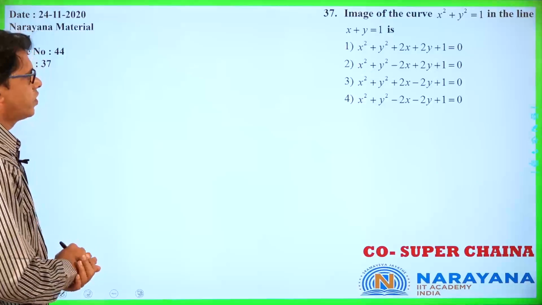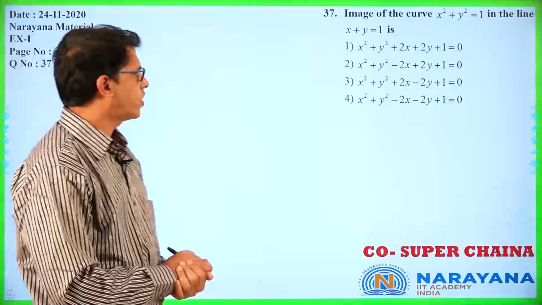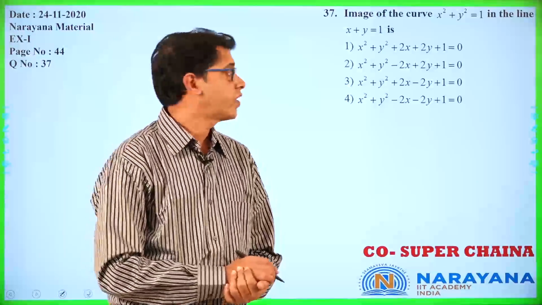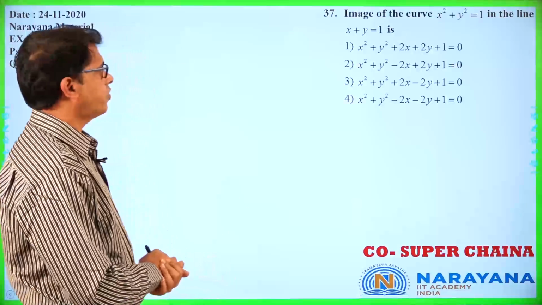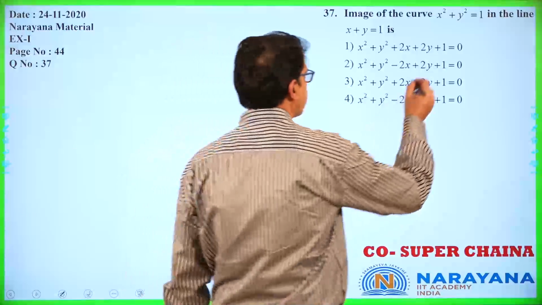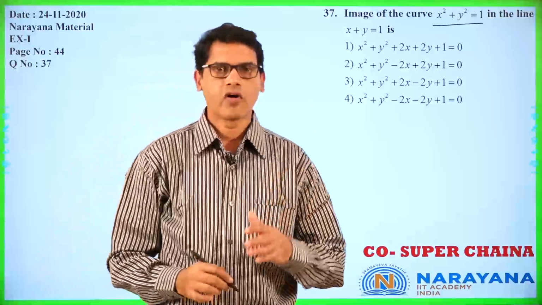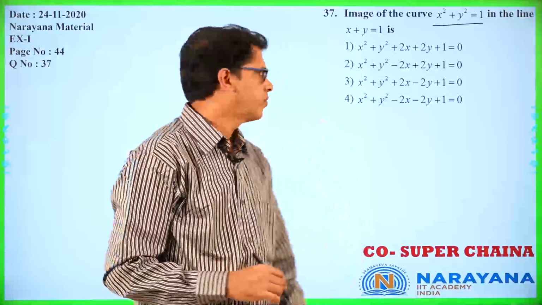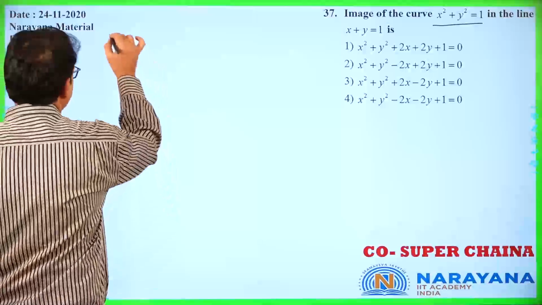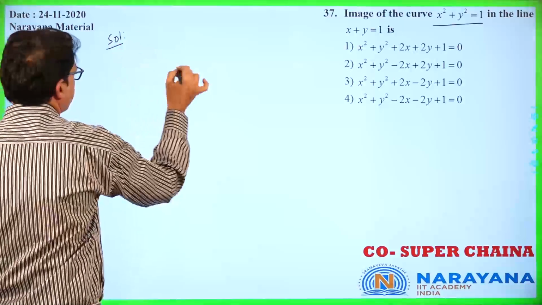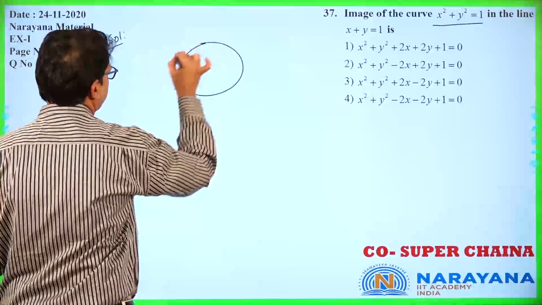Image of the curve x square plus y square equals 1 in the line x plus y equals 1. You observe the curve. Here the curve is nothing but a circle. It represents a circle with center as the origin and radius as 1. Means if you draw the diagram, see, this is a circle.